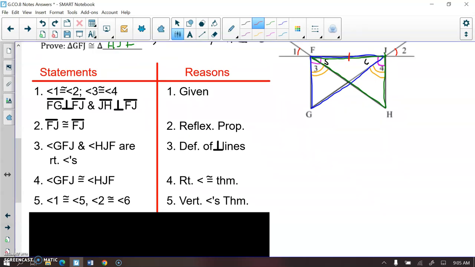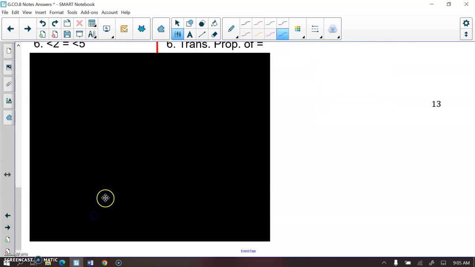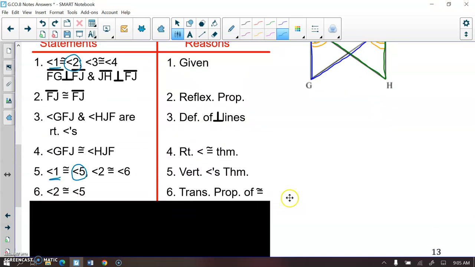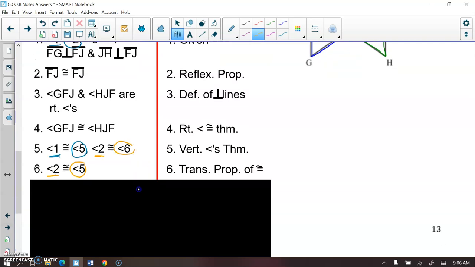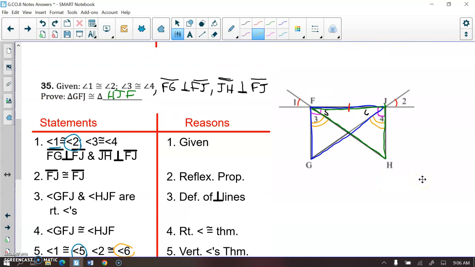Now, using the transitive property of congruency, since I know angle 1 is congruent to both 2 and 5, I can say angle 2 and angle 5 are congruent. Now, using the transitive property of congruency again, since I know angle 2 is congruent to both angle 5 and angle 6, I can say angle 5 is congruent to angle 6. So that would give me this.